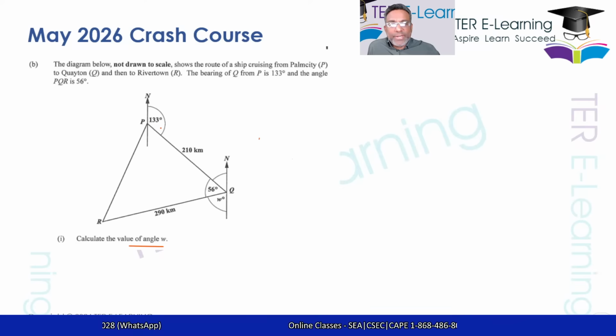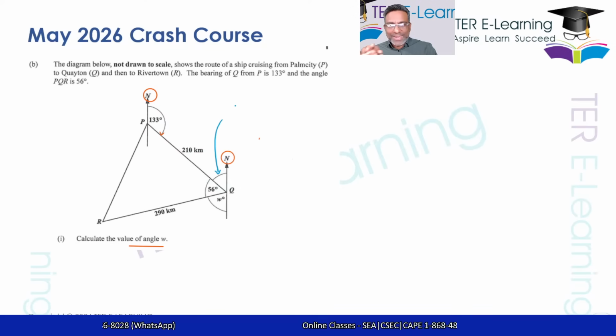So they told us the bearing of Q from P is 133 degrees, and they gave us this angle, 56, here. Now I want to calculate angle W. How do I calculate angle W? Well, you will notice that this is a north line, and this here is also a north line. I just literally gave you a rule I can use here. If that is 133, then this angle here I can actually work out.